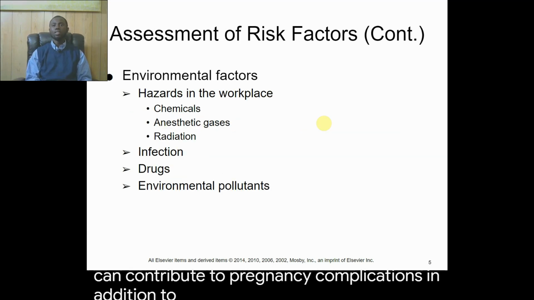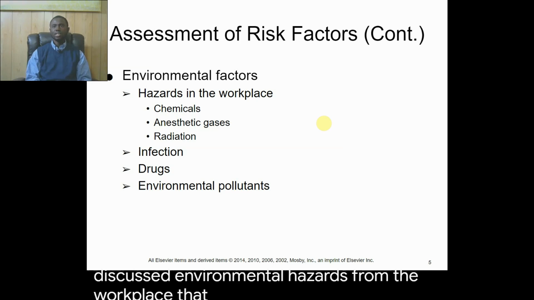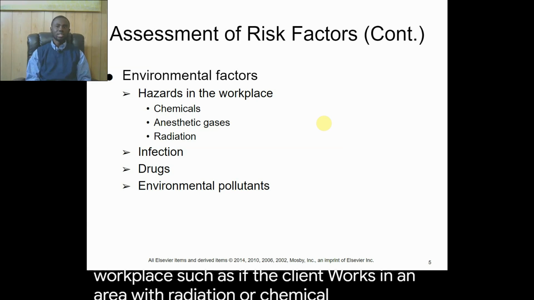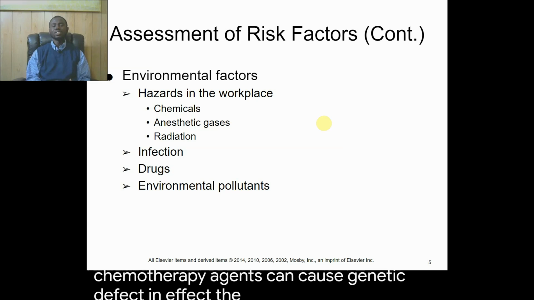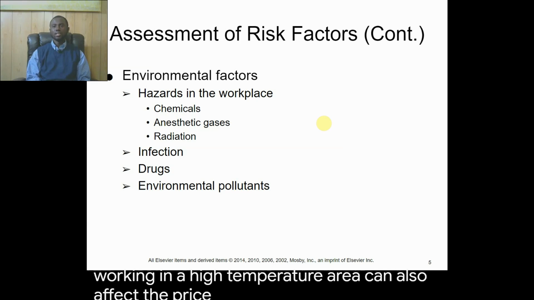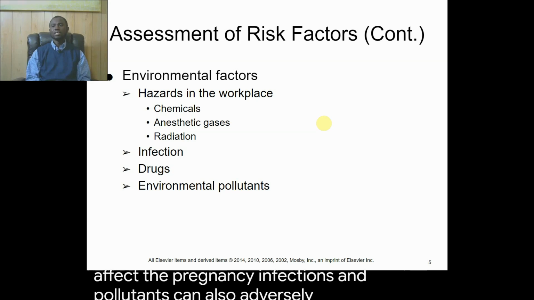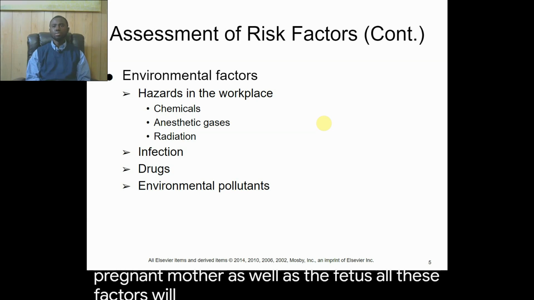In addition to all the risk factors we have discussed, environmental hazards from the workplace, such as if the client works in an area with radiation or chemicals such as chemotherapy agents, can cause genetic defects and affect the pregnancy adversely. Working in a high temperature area can also affect the pregnancy. Infections and pollutants can also adversely impact the pregnant mother as well as the fetus. All these factors will contribute to one of the following high-risk pregnancy problems.